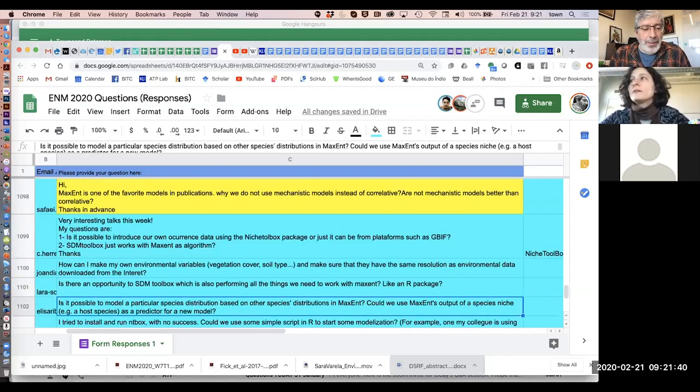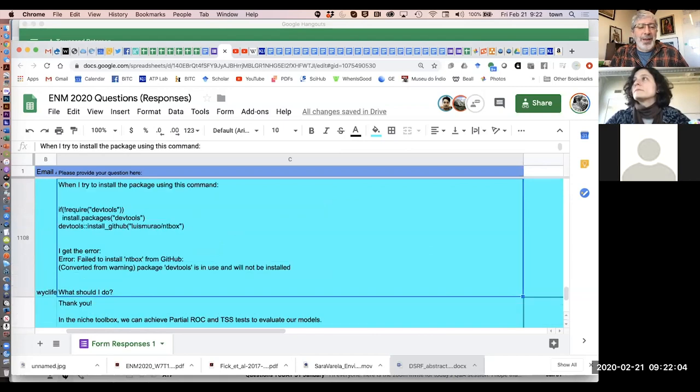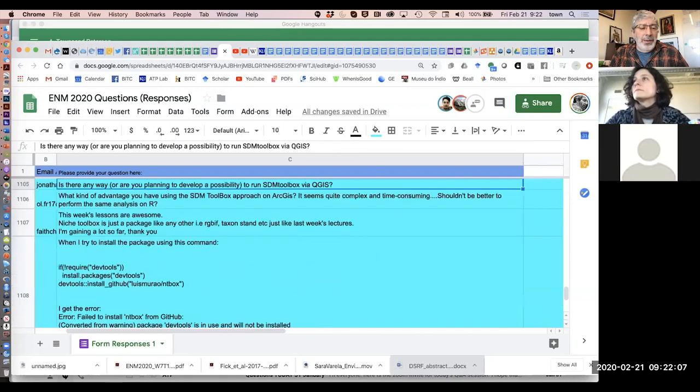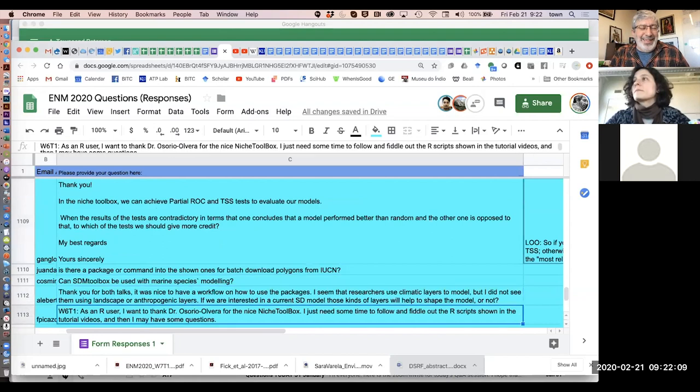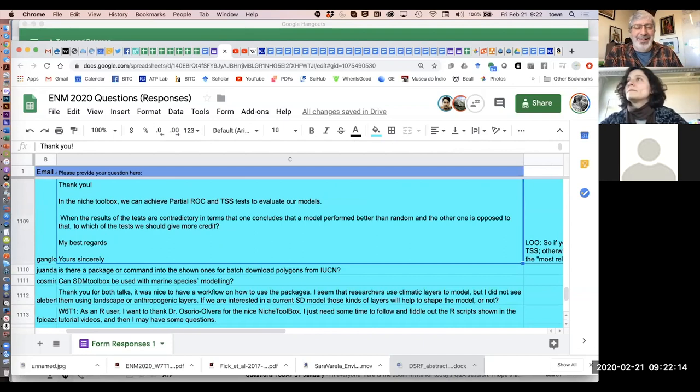The question: partial ROC versus TSS. But let's stay within the purview of what we've heard about this week, which was the SDM toolbox and the niche toolbox, because there will always be this temptation to jump forward. It was about the niche toolbox because one of the things that it does is the application of partial ROC and TSS.